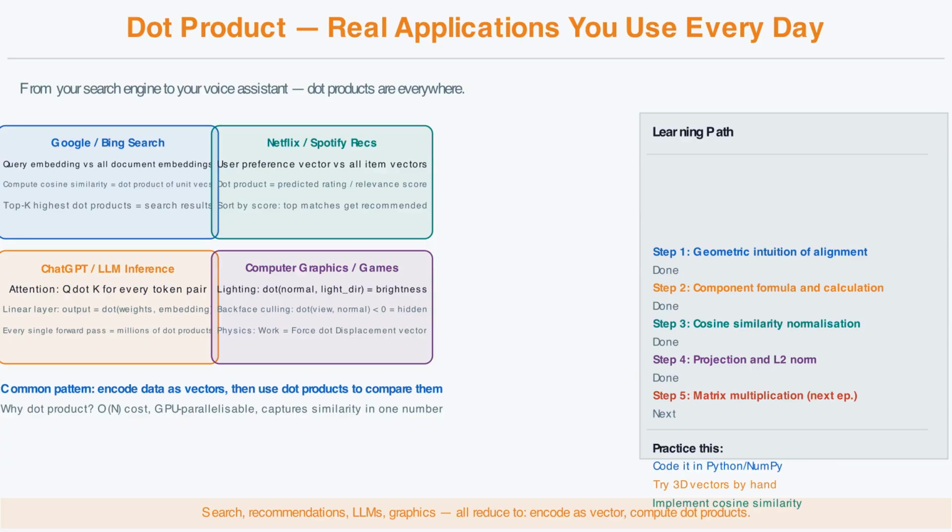Even in computer graphics, when calculating how bright a surface should be under a light source, the rendering engine computes the dot product between the surface normal vector and the direction to the light. A high dot product means the surface faces the light directly, maximum brightness. A dot product near zero means the light grazes the surface at a shallow angle, dim. A negative dot product means the surface faces away from the light, completely dark. The dot product is not just a formula. It is the universal language for comparing things in high-dimensional space.